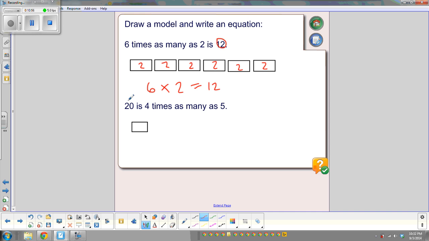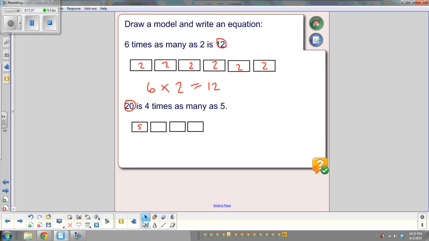All right, 20 is 4 times as many as 5. So I know that 20 is my total. I want to get with these numbers 4 and 5 to get to 20. My easiest way to do that is to skip count by 5s, because we all know how to skip count by 5s really easily. So I either know that I'm going to need 4 boxes because I know my multiplication, or I'm going to skip count 5, 10, 15, and 20.